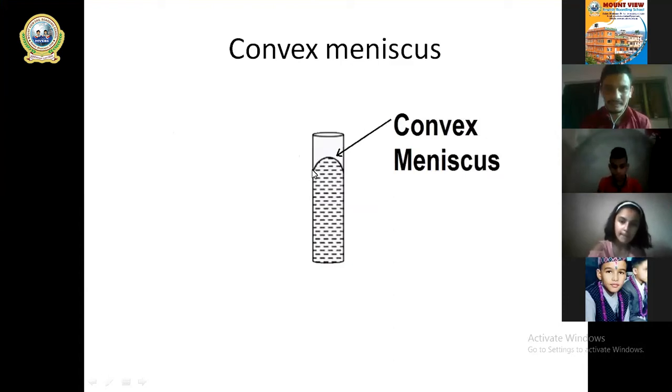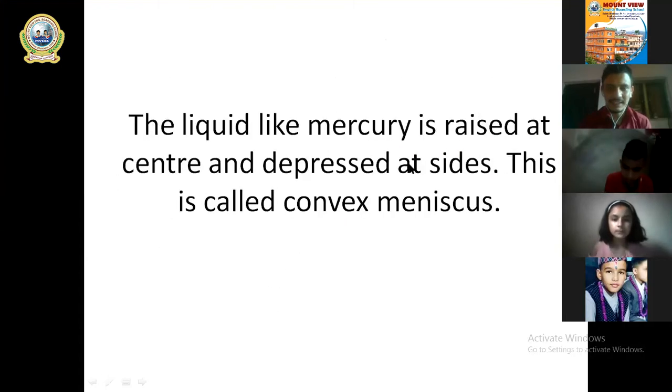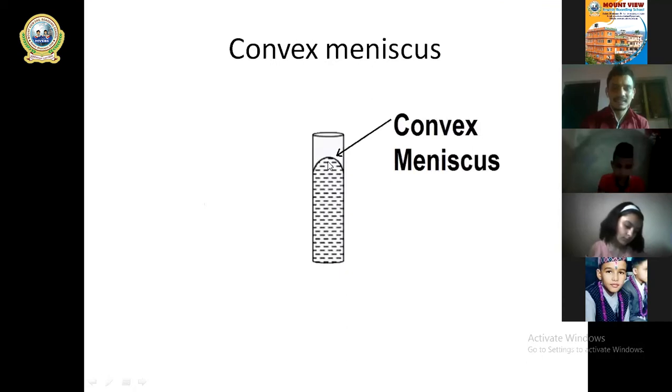See the definition there. The liquid like mercury is raised at the center. You can see in the picture there, it is raised at the center and depressed at sides.